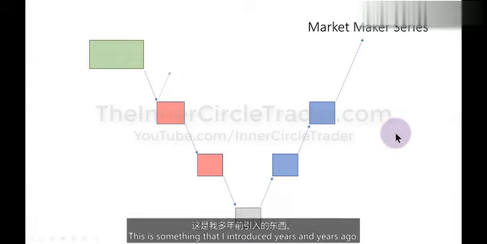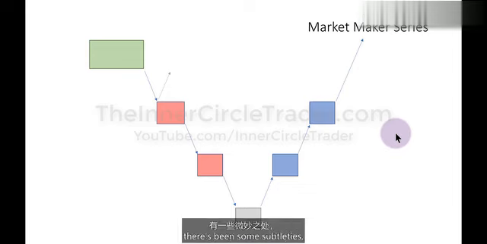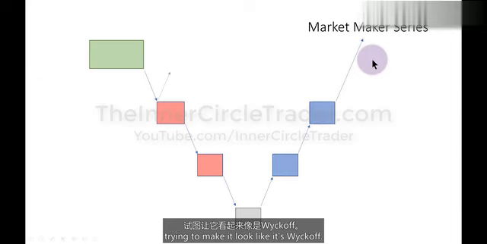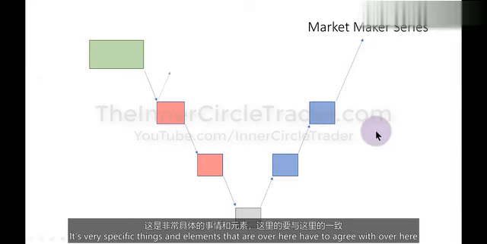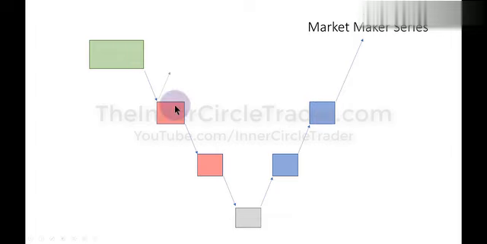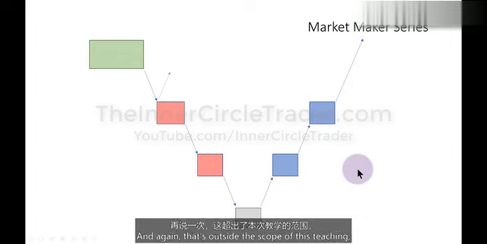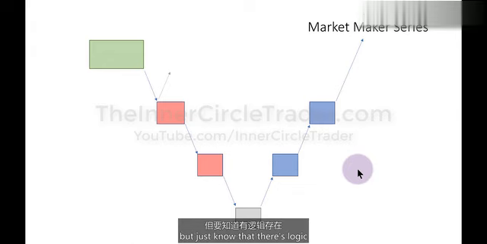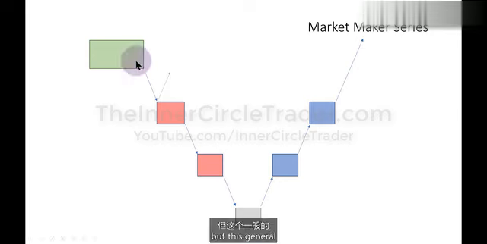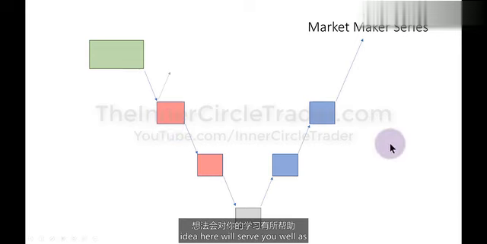This is unique to me. This is something that I introduced years and years ago, and there's been some subtleties, people adding Wyckoff to it, trying to make it look like it's Wyckoff. It's not Wyckoff. It's very specific things, and elements that are over here have to agree with over here, and vice versa. And again, that's outside the scope of this teaching, but just know that there's logic that is very precise. It's extremely precision oriented, but this general idea here will serve you well as a roadmap for studying price swings.